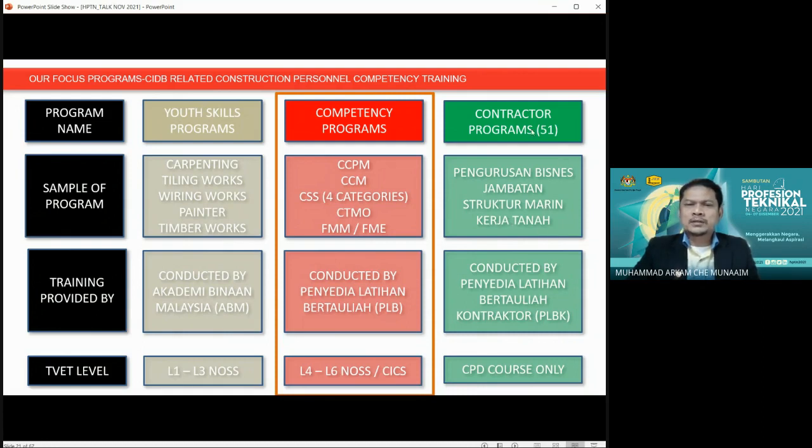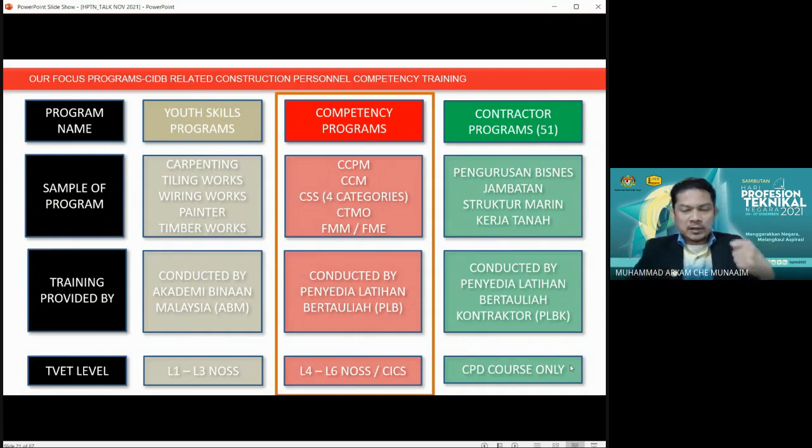There are 51 titles altogether for CIDB contractors to start with. If you want to build up, or to do the construction work activities, they need to have that code bidang in order to carry out those activities. And this is just a CPD course, as well as the course that will require them to be registered as a registered contractor to do the specified work.